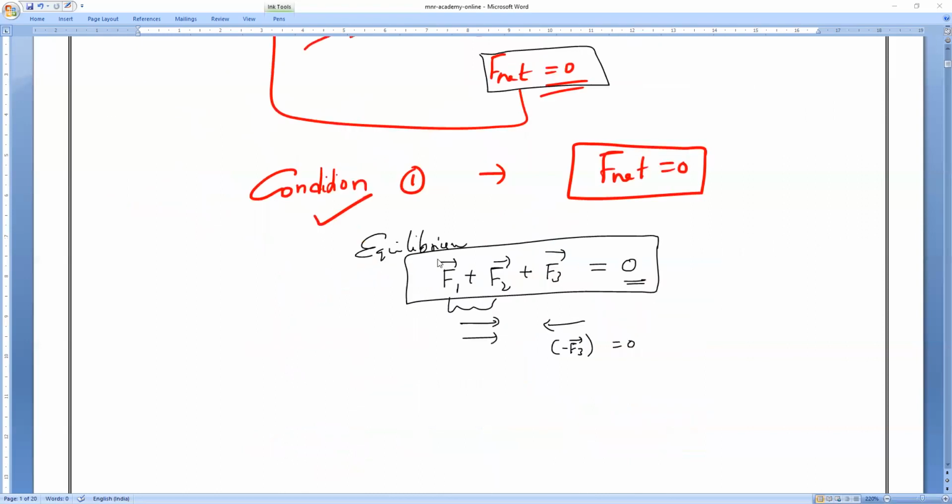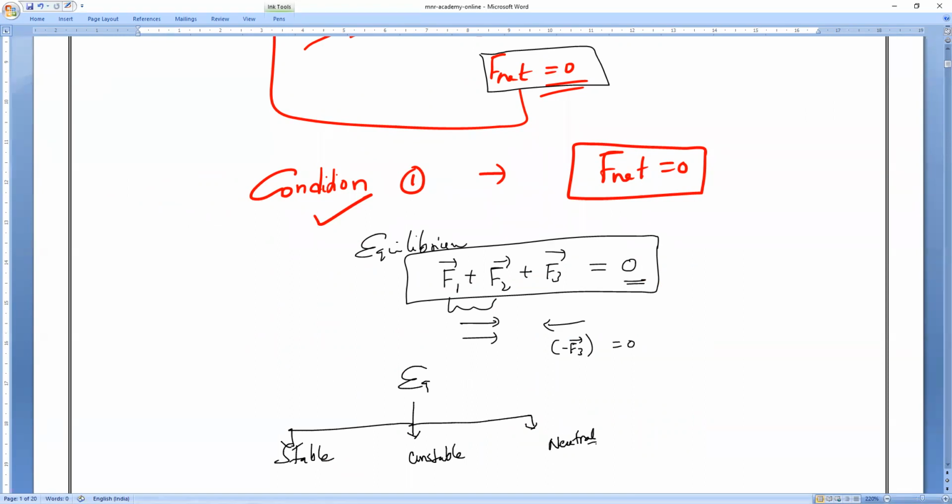That's all it is. Now, this equilibrium is of 3 types. What is that, everybody? Equilibrium is of 3 types. One is stable equilibrium, another one is unstable equilibrium, and the third one is what?